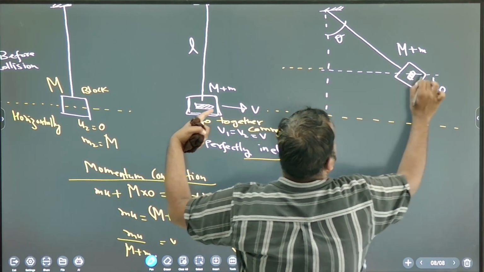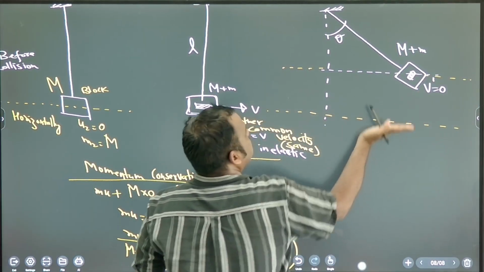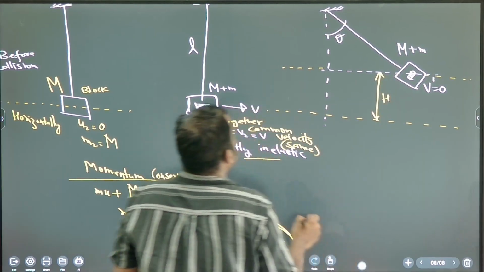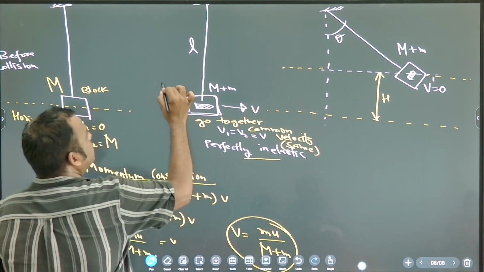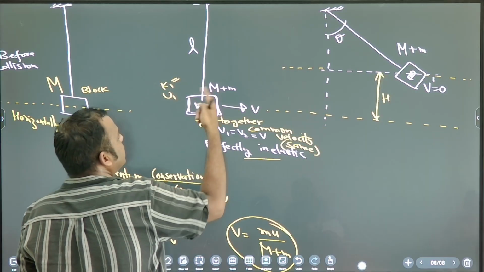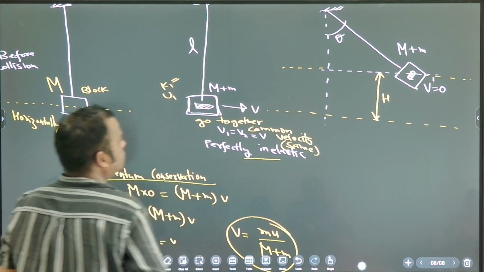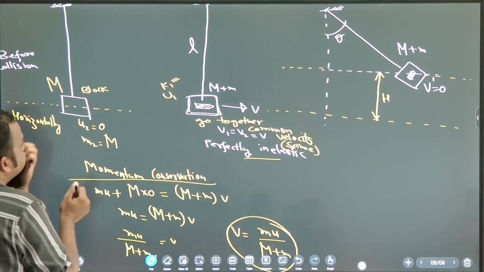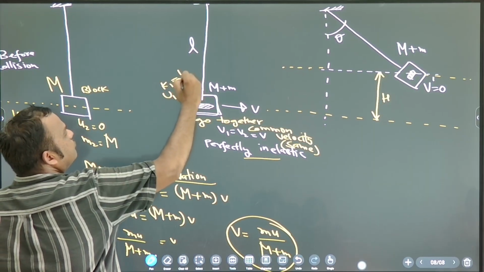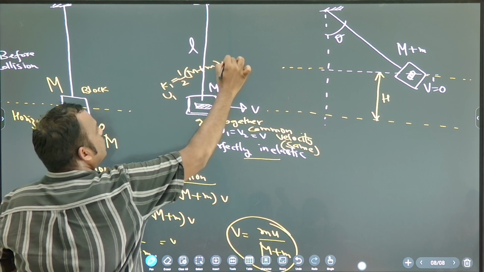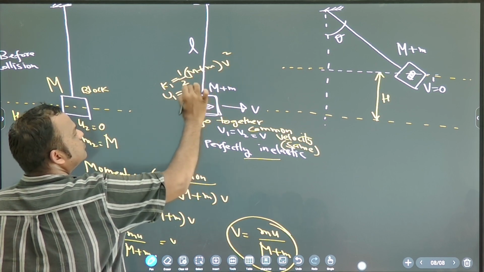Mechanical energy conservation. So how much height is it going? H. So what is the kinetic energy here? K1. Potential energy here? U1. So tell me, what is the kinetic energy of the system? Half (M plus m) V square. Very good. U1 is 0. This is the 0 level.